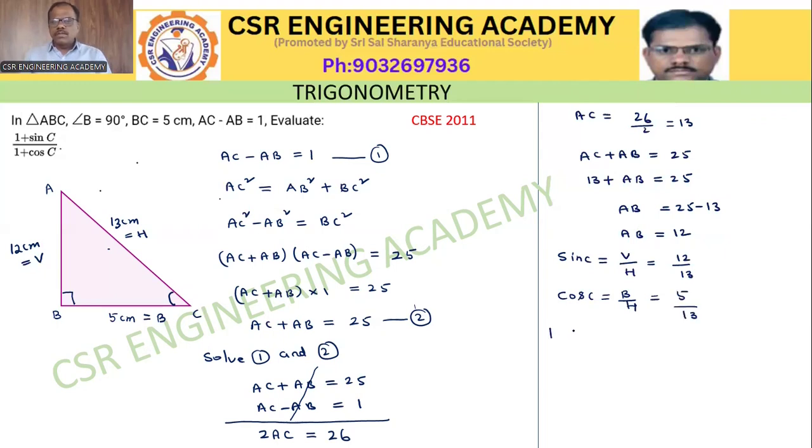(1 plus sin C) divided by (1 plus cos C) is equal to (1 plus 12 by 13) divided by (1 plus 5 by 13) is equal to ((13 plus 12) by 13) divided by ((13 plus 5) by 13), which is 25 by 13 divided by 18 by 13. 13 cancel, so the answer is 25 divided by 18.